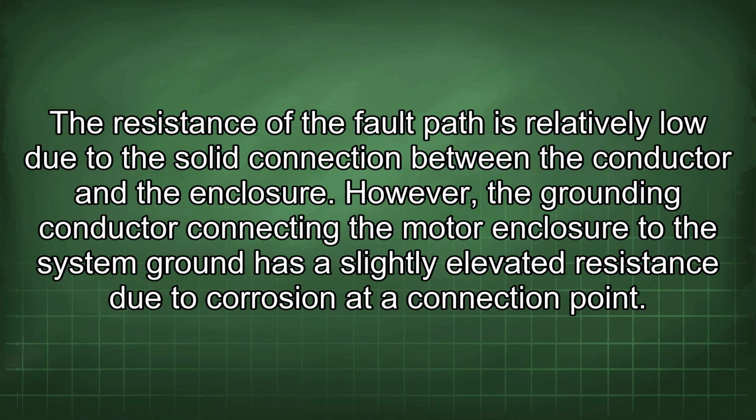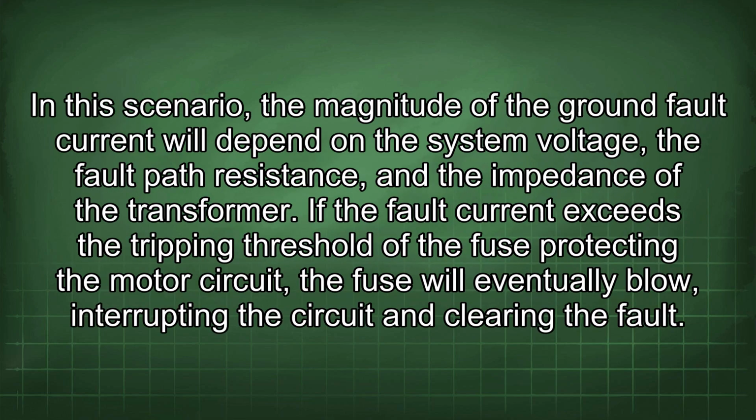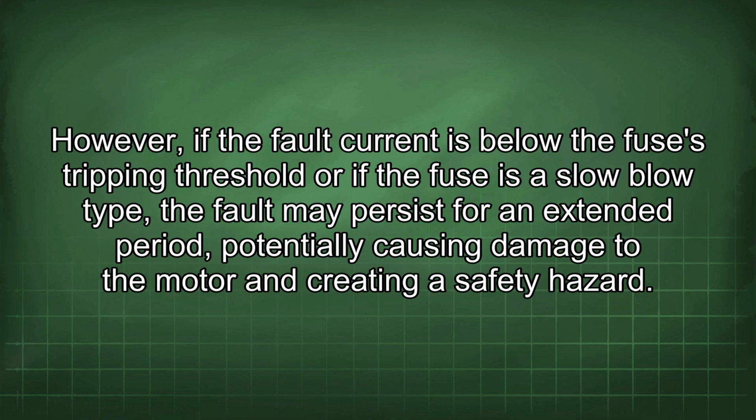However, the grounding conductor connecting the motor enclosure to the system ground has a slightly elevated resistance due to corrosion at a connection point. In this scenario, the magnitude of the ground fault current will depend on the system voltage, the fault path resistance, and the impedance of the transformer. If the fault current exceeds the tripping threshold of the fuse protecting the motor circuit, the fuse will eventually blow, interrupting the circuit and clearing the fault. However, if the fault current is below the fuse's tripping threshold, or if the fuse is a slow blow type, the fault may persist for an extended period, potentially causing damage to the motor and creating a safety hazard.